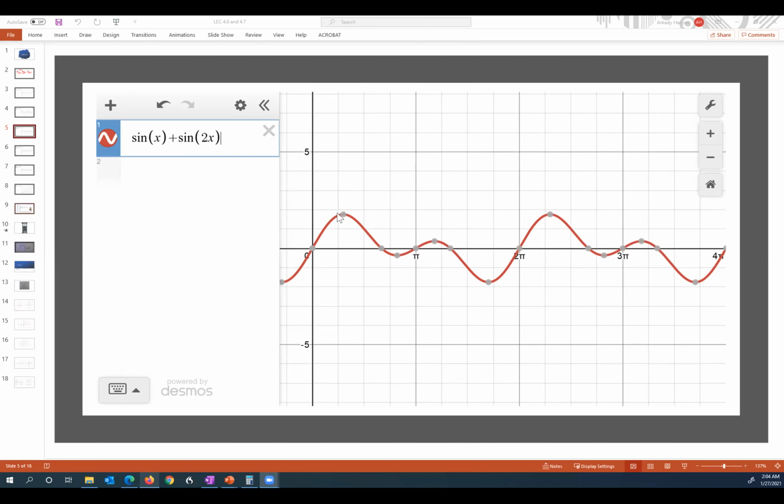At pi over 4, actually it reaches almost the maximum. This is pi over 4 right here. And at pi over 2, it's still positive. And then somewhere between pi over 2 and 3 pi over 4, it hits a 0 marker. It goes a little bit lower. And then it hits 0 at pi, again goes up, then hits 0 sometime afterwards, hits a low point, and then back up to 0 at 2 pi.